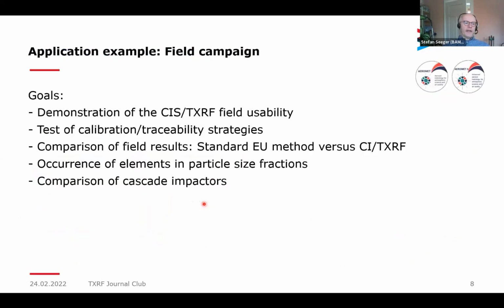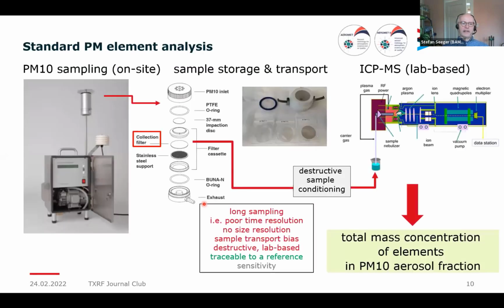The field campaign: as I said, the goal is just a demonstration of field usability. We did some empirical calibration strategies and tested them against the standard method, which is filter sampling and ICP-MS, and we were able to identify elements in particle size fractions. That was, of course, the goal. During the field campaign we were also able to compare cascade impactors of different designs.